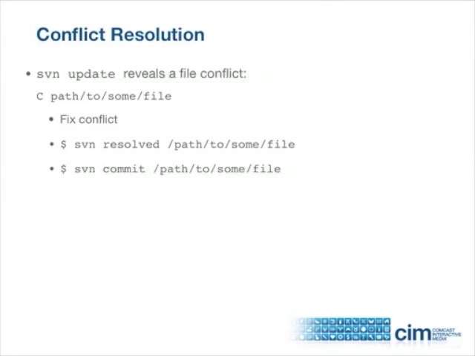So dealing with revision conflict is generally the most confusing aspect of Subversion. So here's a basic example. In this example, updating your working copy reveals a revision conflict designated by the C to the left of a file name. So to fix the conflict, we want to go into the file, fix the conflict, mark the file in conflict as having been resolved with SVN resolved and specifying the path to the file, and then committing this file.